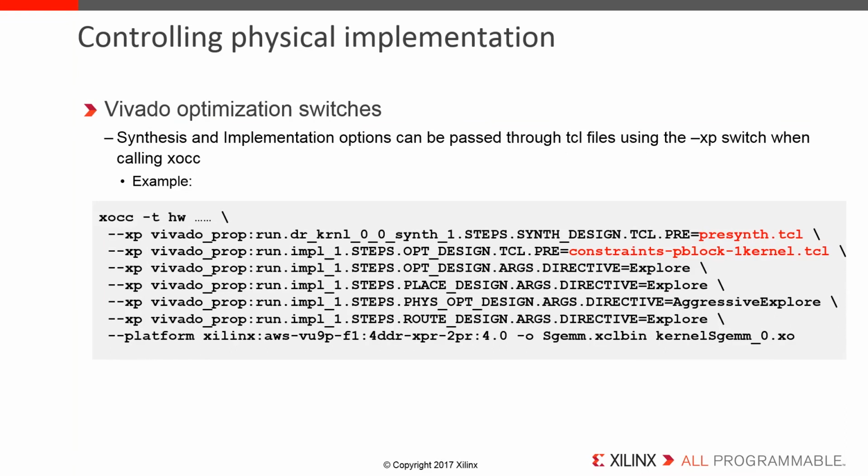Shown here is an example XOCC command with additional options to control the physical implementation of the design. The Vivado synthesis and implementation options are passed through a Tcl file using the -xp switch. The Tcl files may contain additional timing constraints or placement constraints. The example also shows how the effort level for different Vivado implementation steps can be directly provided on the command line through directives when calling XOCC.